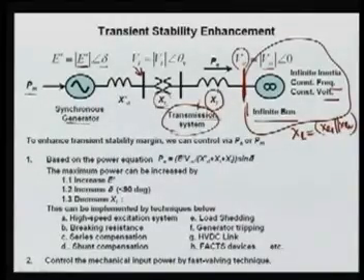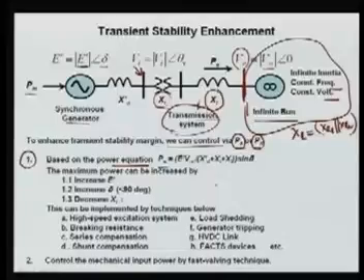To enhance the transient stability margin, we can control via either PM or PE. So first one is based on the power equation, that is PE, and PE is nothing but the voltage magnitude E prime times V infinite divided by the total reactance, XD prime plus XT plus XL, times sine delta. Delta is the angle between this bus and this bus, that is the internal angle.